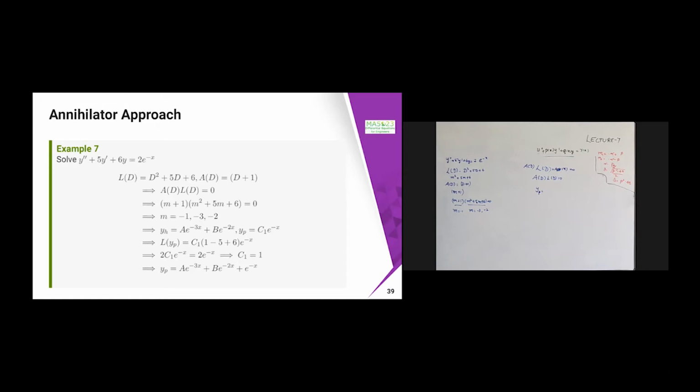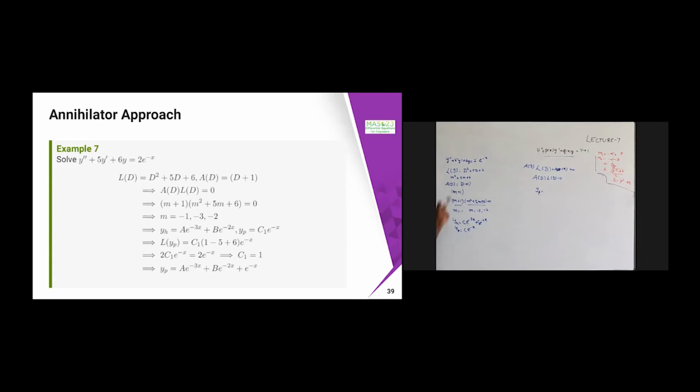Therefore, you are going to get your general solution as follows. There are 3 roots: minus 1, minus 3, minus 2. So y_h equals c1 e power minus 3x plus c2 e power minus 2x. y_p is going to be some c3 into e power minus x. Now substitute it over here and find the answer.